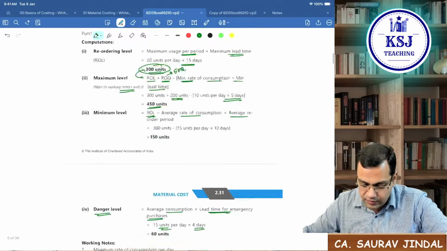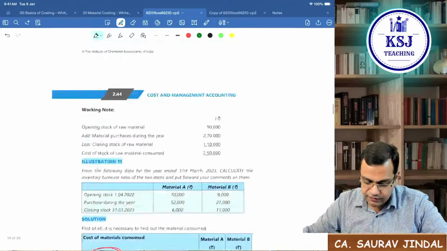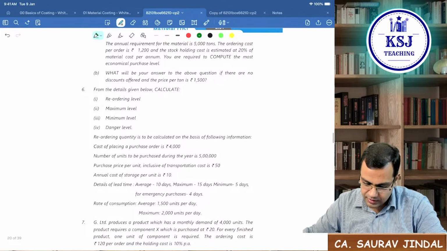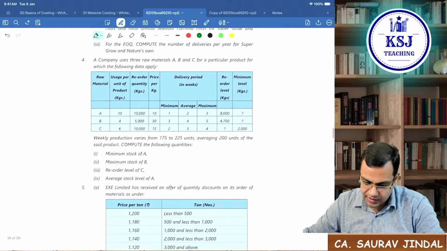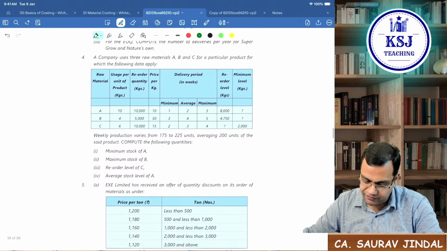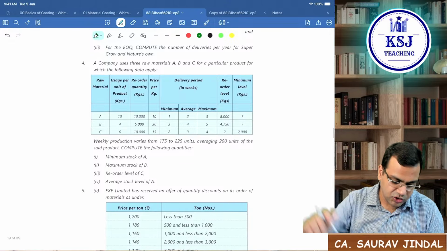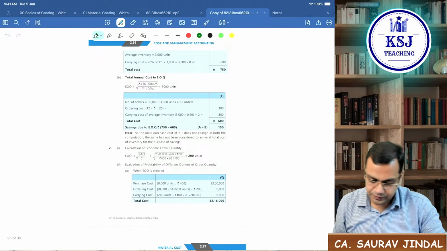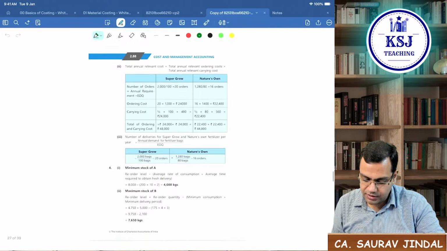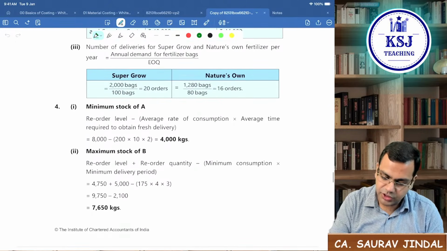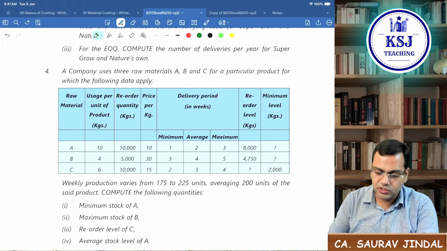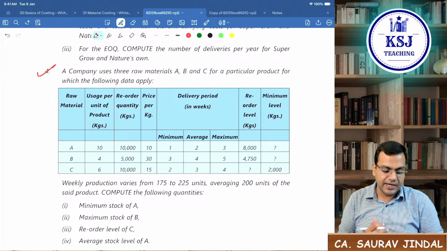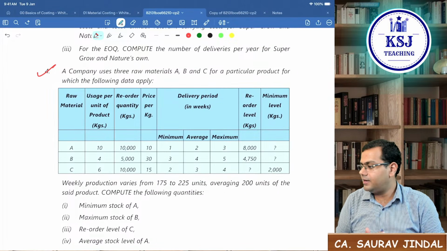Okay, so we'll take up one question from the practical questions. One very good question from the practical. Yes, question number 4 and question number 5. These two questions we'll take up, right? Practical questions, not the illustrations, but the practical part. Question number 4. Let's see.